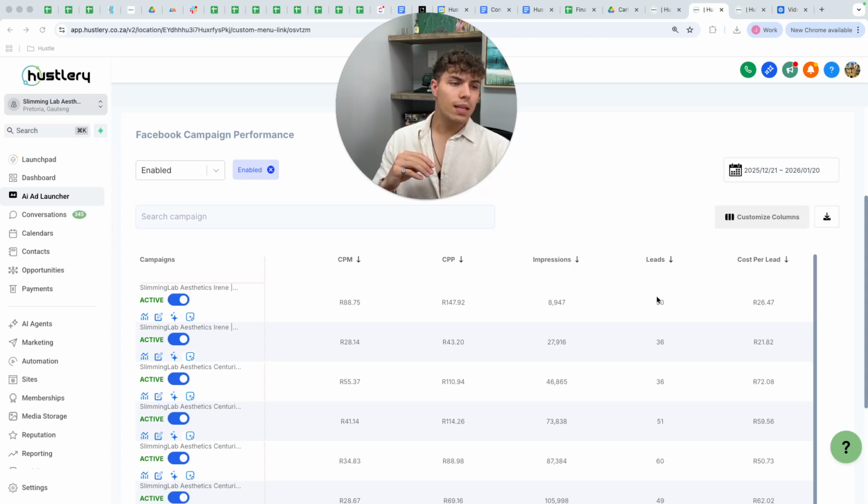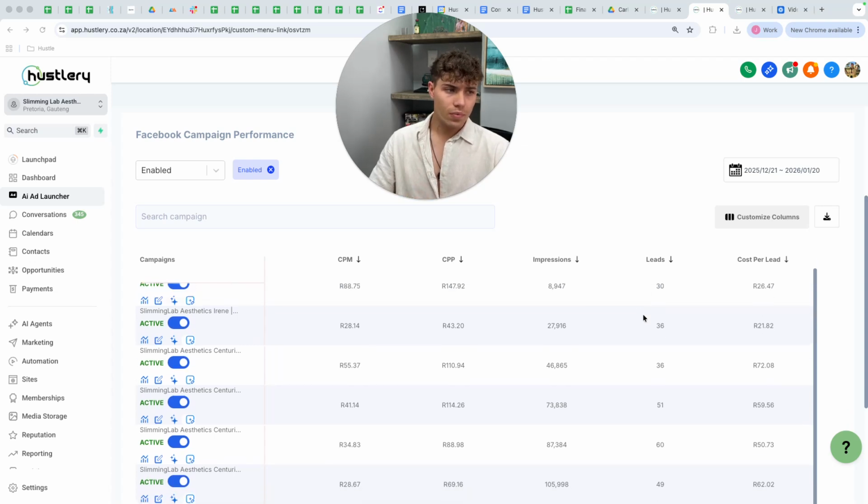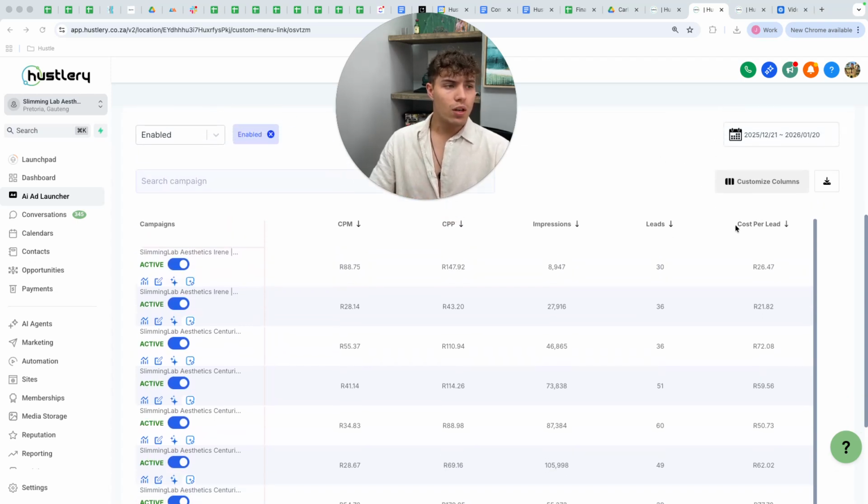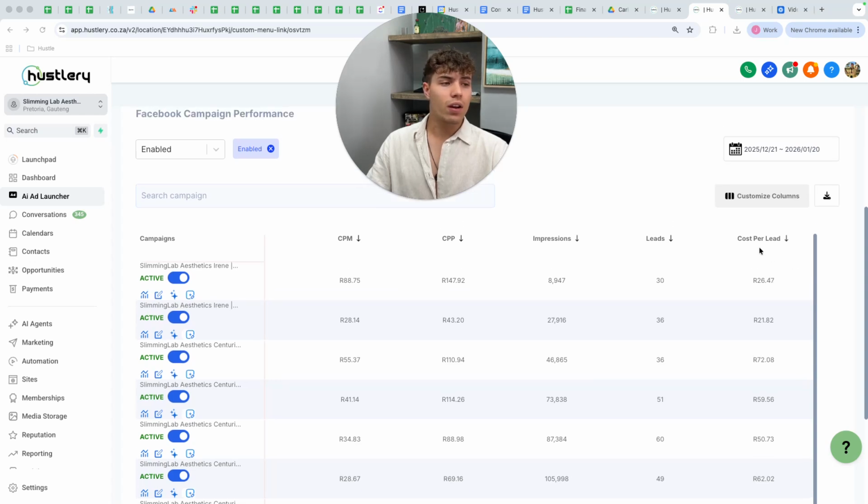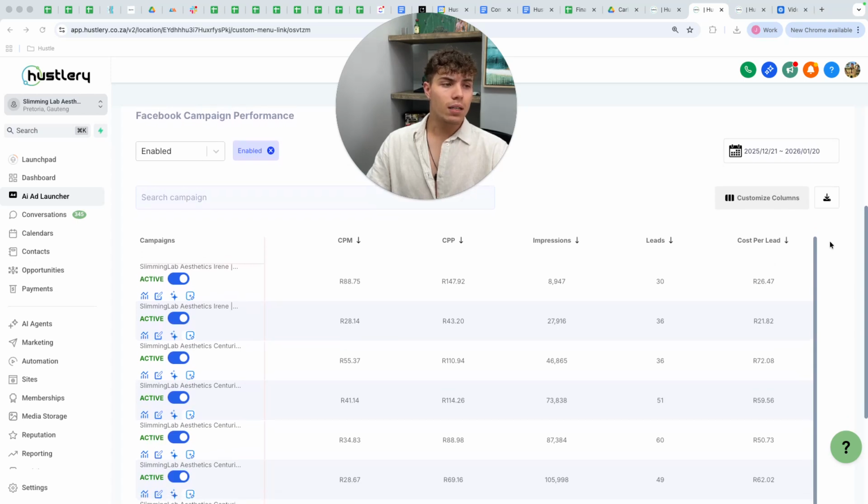Then the next thing is leads. This is the number of leads that you've generated from this ad. This is the amount of people that actually left their details so that you can go and contact them, follow up with them and turn them into a paying customer. The next one that's very, very important is cost per lead or CPL. That is how much money you spent to get someone's details. As you can see, she spent 26 Rand and 47 cents per lead, which is actually very, very good. But you also need to keep in mind that your cost per lead is not always an indication of whether your ad is performing well, because sometimes you get bad quality leads and that influences your conversion rate.